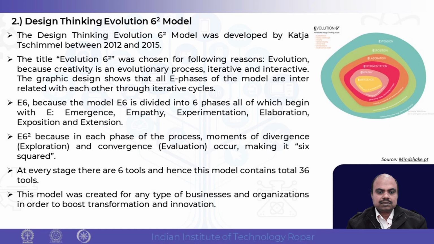The different phases of the process have moments of divergence, exploration, and convergence. So converge and diverge, converge and diverge. This is the 6 squared model, as the inventor has named it. At each stage, there are 6 tools, and hence the model is called 36. There are 36 tools in this model. The model was created for any type of business or organization to boost transformation and innovation.